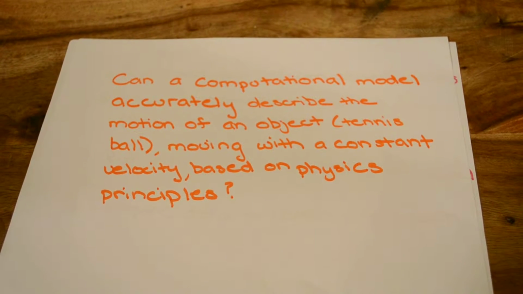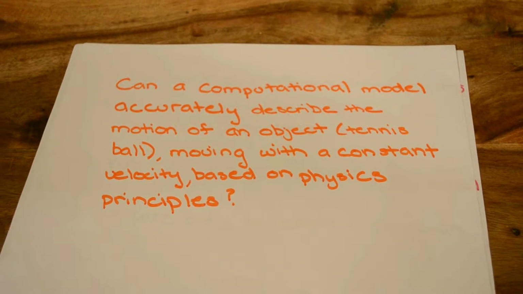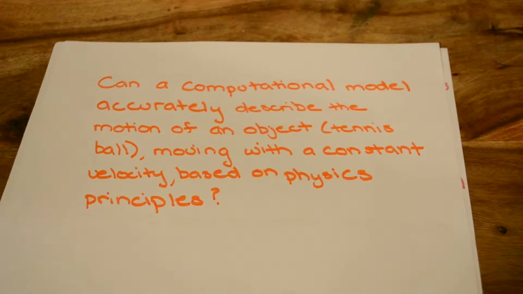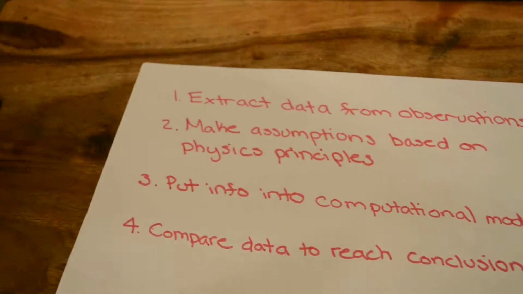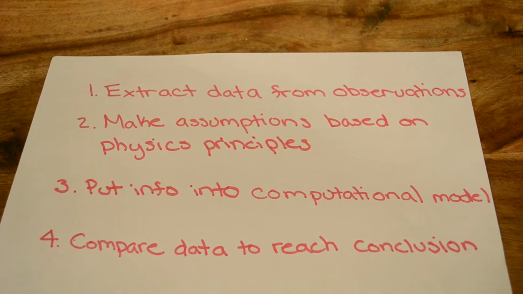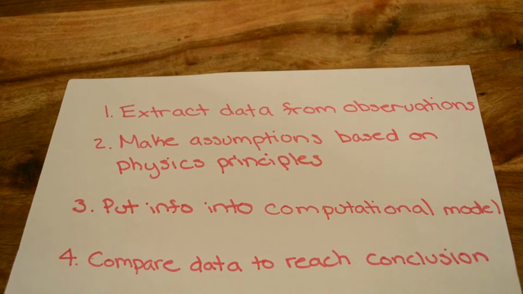So, can a computational model accurately describe the motion of an object, in this case a tennis ball, moving with a constant velocity based on physics principles? To do this, I will first extract data from observations. Then I will make assumptions based on physics principles.